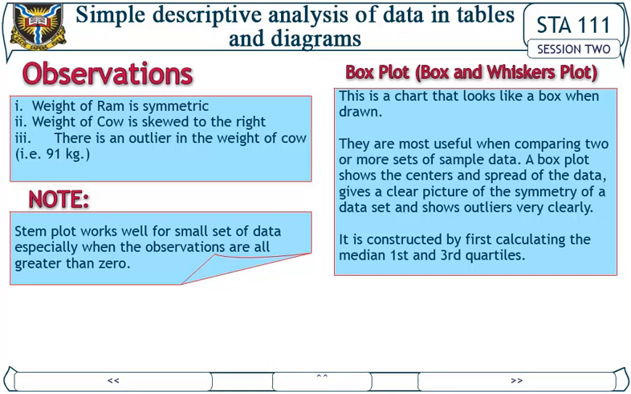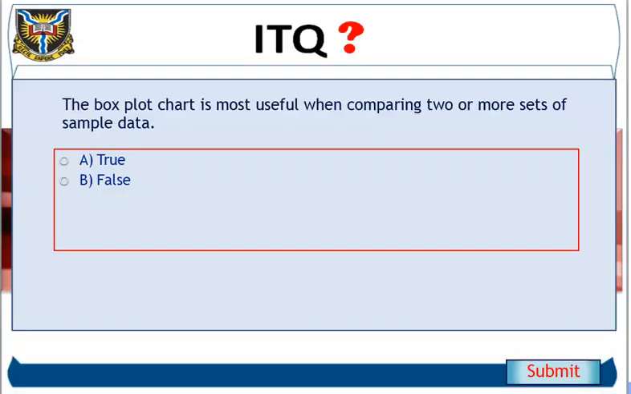Note, a stem plot works well for a small set of data, especially when the observations are all greater than 0. Box plot. Box and whiskers plot. This is a chart that looks like a box when drawn. They are most useful when comparing two or more sets of sample data. A box plot shows the centers and spread of the data, gives a clear picture of the symmetry of a data set, and shows outliers very clearly. It is constructed by first calculating the median, first and third quartiles. In-text question.